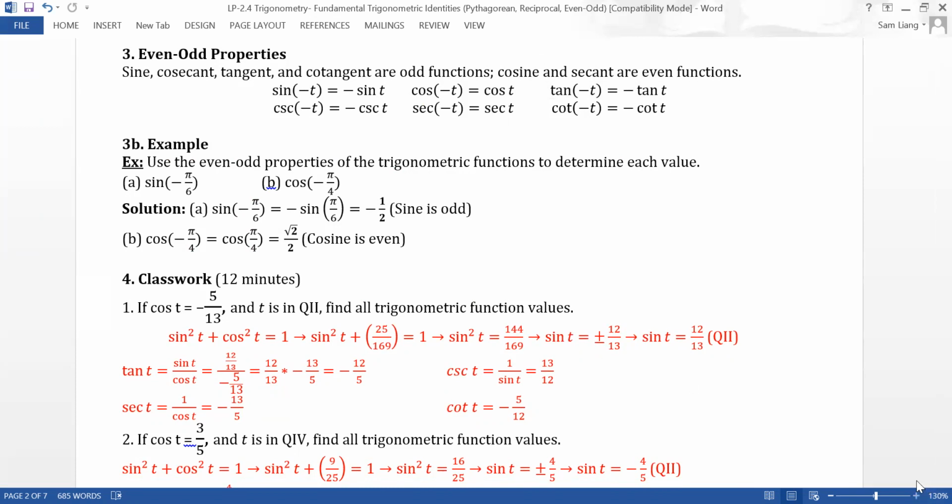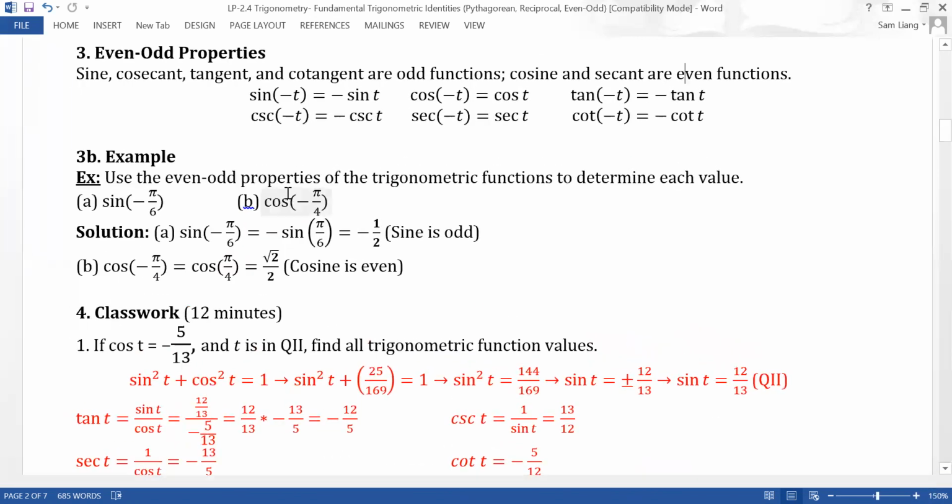So let's finish this lesson. Use the even and odd properties of the trig functions to determine each value. We know that sine is an odd function, so sine of negative of any value is going to be negative sine of that value, and cosine is even. So sine of negative pi over 6 is going to equal negative sine of pi over 6. We just use that property. Pi over 6 is 30 degrees, and sine of 30 is 1/2. So this will be negative 1/2 as your final answer.